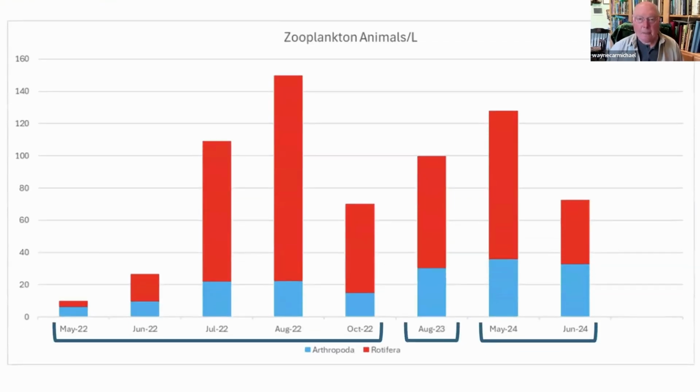Along with that improvement in the good algae, green algae and diatoms, is an improvement in the zooplankton. In this case, total number of animals, arthropods and rotifers, arthropods being much larger than the insects. But notice on the left what the situation was in May of 2022 and how that improved over the course of the treatment process.